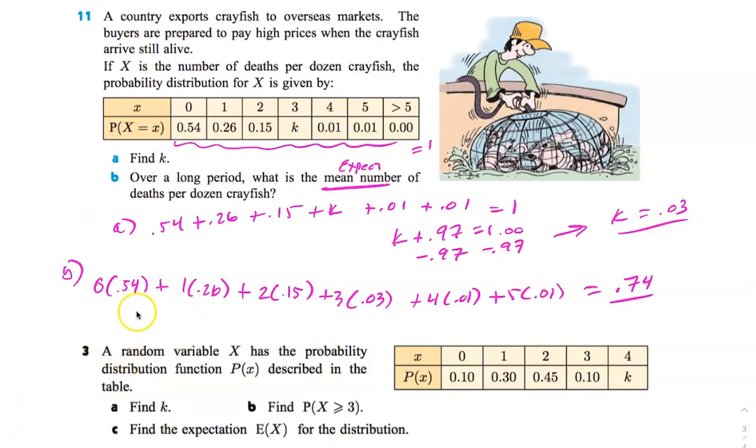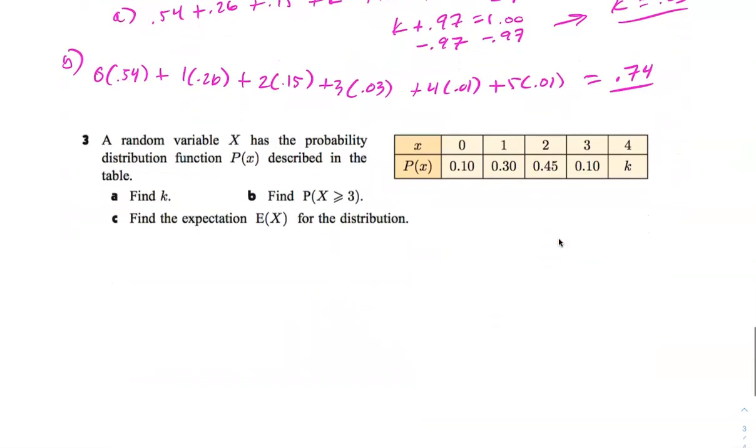So they average less than 1 death per dozen crayfish. That's what the expected value means, right? If I had gotten a 2 there, I'd expect 2 deaths for every dozen. But in this case, it's less than 1 death per dozen. Okay, next one.